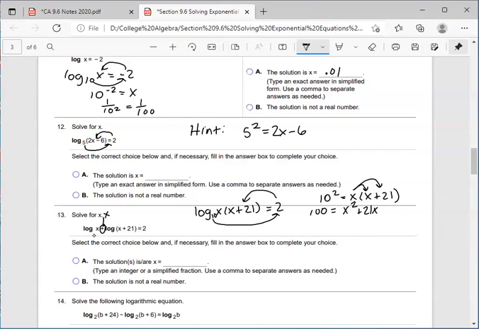That's quadratic, right? We're solving something that's quadratic, so we have to set it equal to 0. We would subtract 100 from both sides. So 0 is equal to x squared plus 21x minus 100. What can you use to solve a quadratic? You can either factor it or you can use the quad program, right? So if we go to the quad program and we type in A is 1, B is 21, C is negative 100.